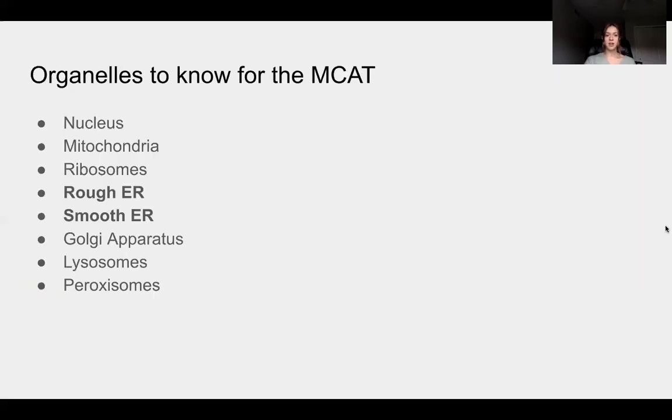So here we're just going to talk about the rough ER and the smooth ER. I have all of these organelles listed after each question about cell structure, just so you are very familiar with the ones that you need to know, like their structure and their function for the MCAT.